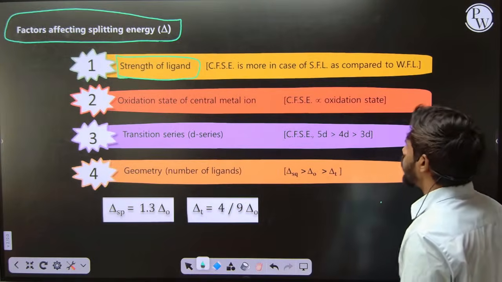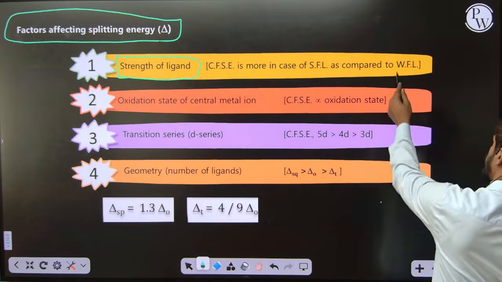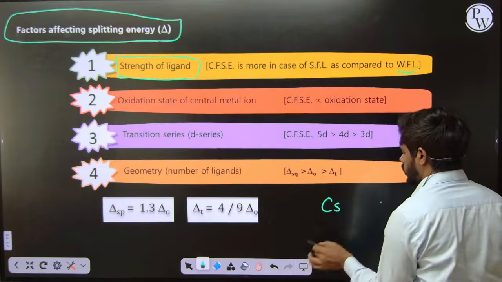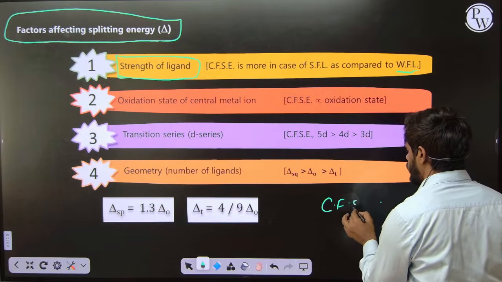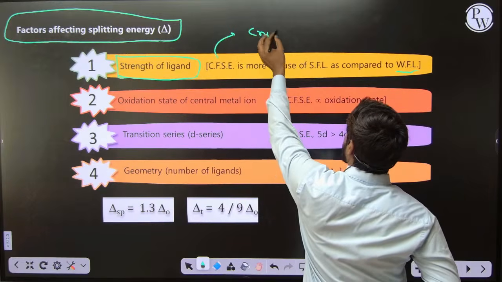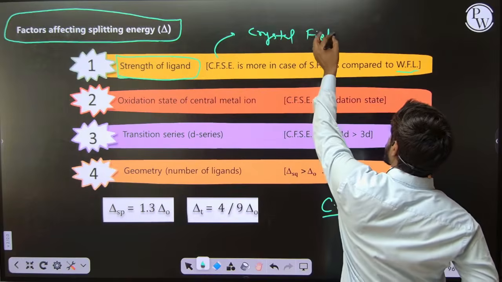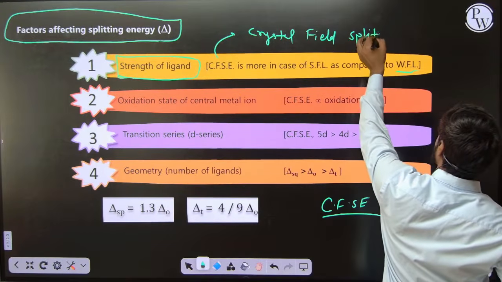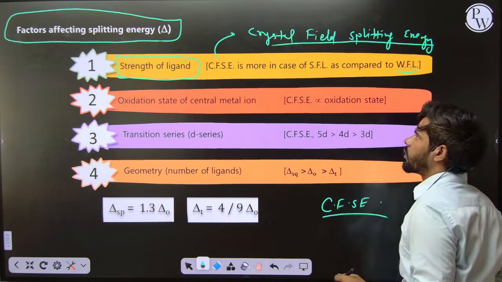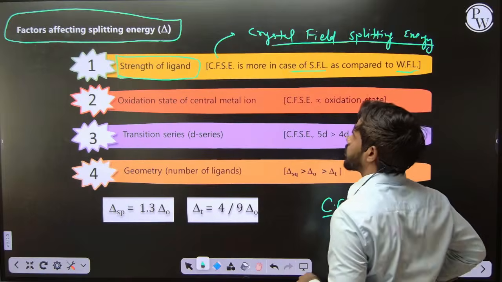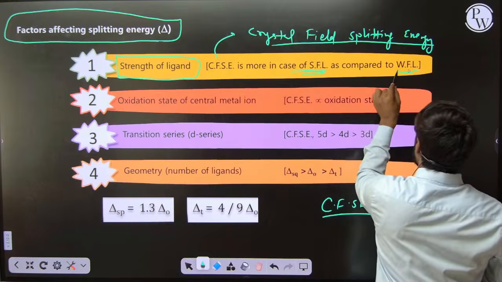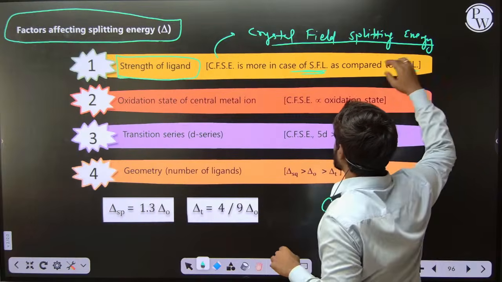The CFSE value is more in the case of SFL as compared to WFL. So what is the CFSE value? It is crystal field splitting energy. If the crystal field splitting energy is more in case of SFL, then the strength of a ligand will be more for the SFL as compared to the WFL. The splitting will be more in the case of a SFL.